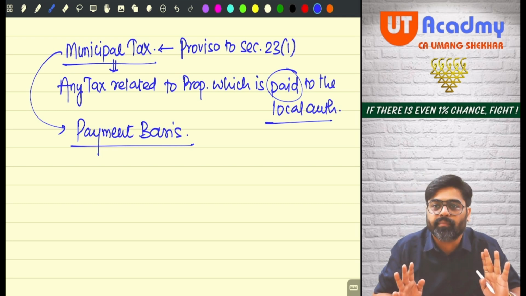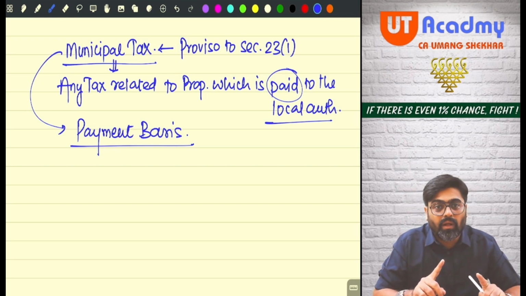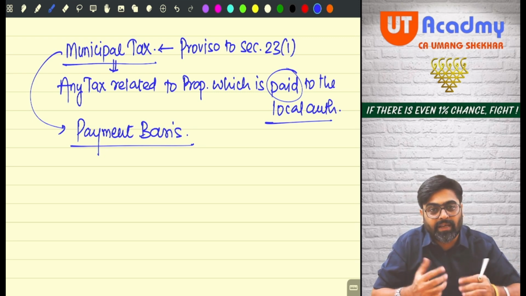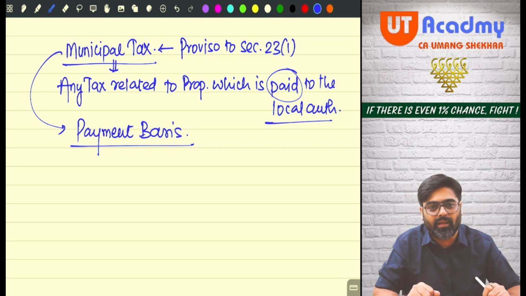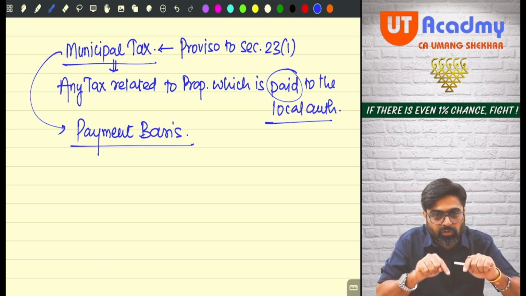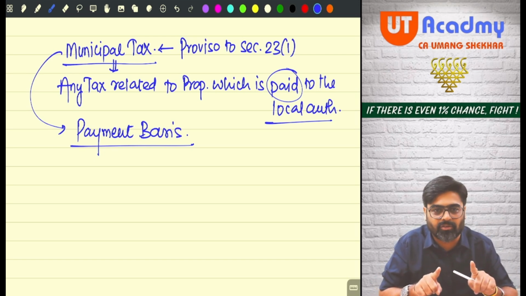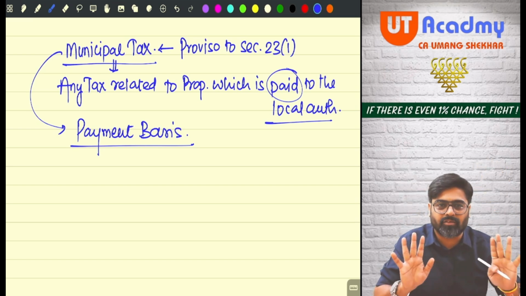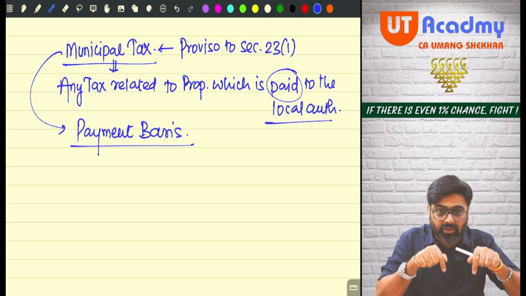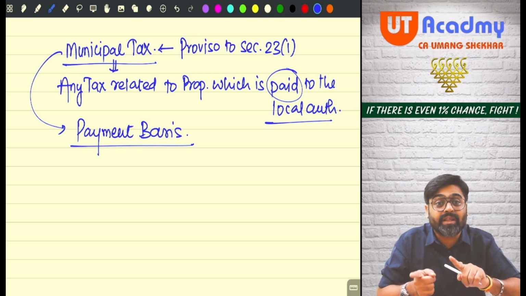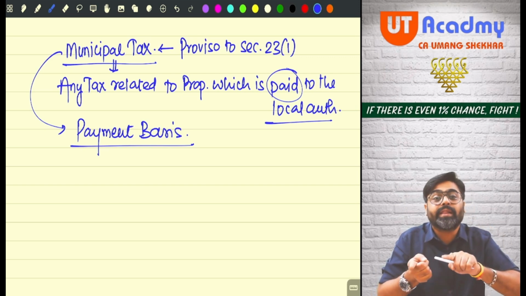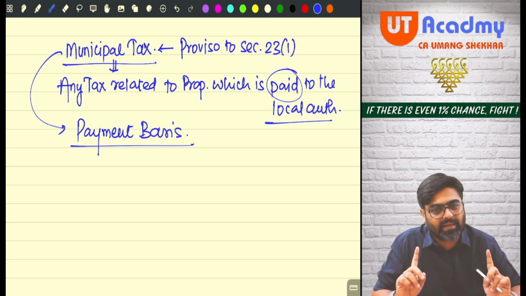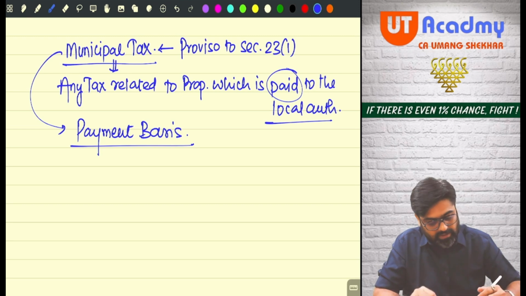Sure? Now, what if this year's municipal tax remains unpaid? They are outstanding, they are payable. Will you take any deduction for those municipal taxes in this year? The answer is no. Whenever you pay, in that year they will be allowed, but not in this year, even though the municipal tax relates to this year. Since they were outstanding, due, and payable, they are not allowed as a deduction. Understanding? Sure?